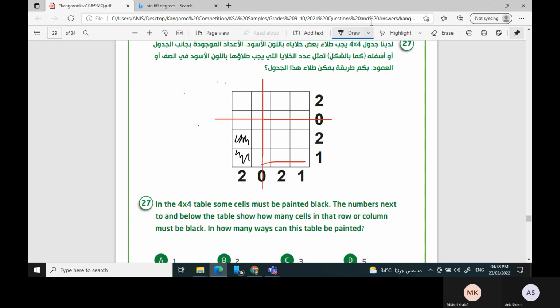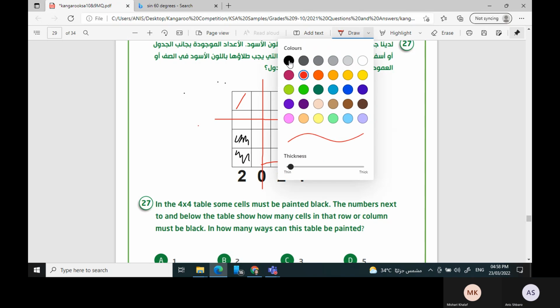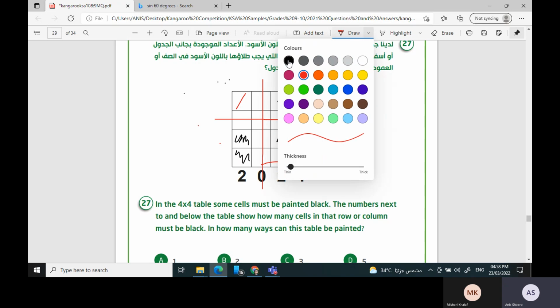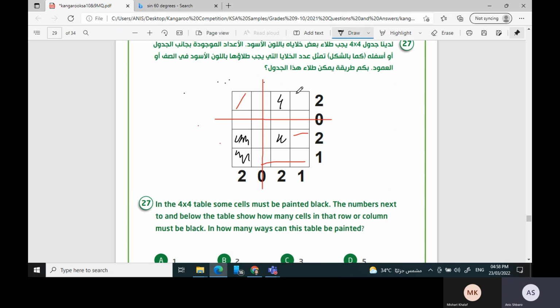And of course, this one is off. I got two and I got two cells, so of course these two cells will be black. This one got enough. We can take it off. And this one didn't get enough yet, so I'm going to give it the black one directly. Okay, so as you can see, this is a way.